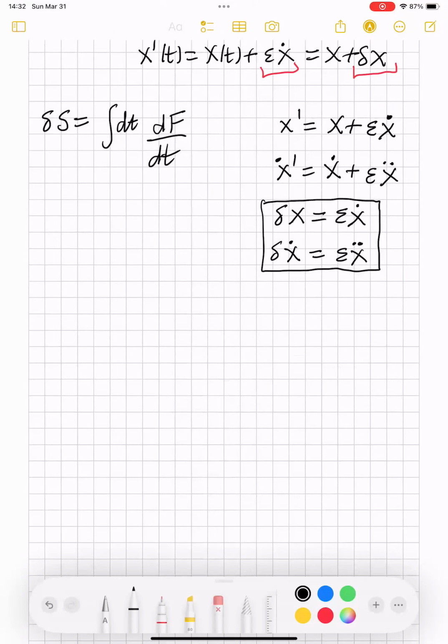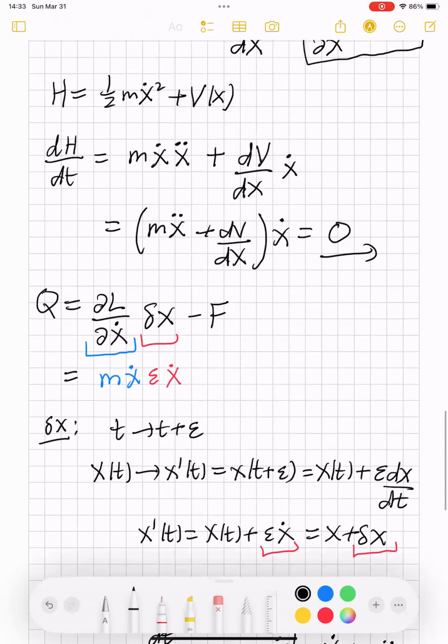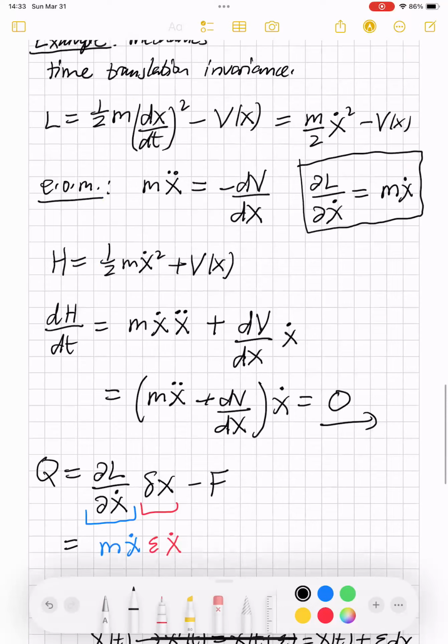So the change in the action will be an integral dt, the change in the Lagrangian. And remember, the Lagrangian depends on x and x dot. So just using normal calculus, this is an integral dt. And what is the change in the Lagrangian? Well, it will be dL/dx times the change in x plus dL/dx dot times the change in x dot. And we know what the Lagrangian is. Okay, we wrote it down already. It's just m over 2 x dot squared minus V of x.